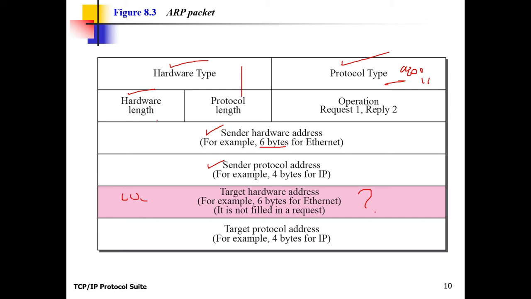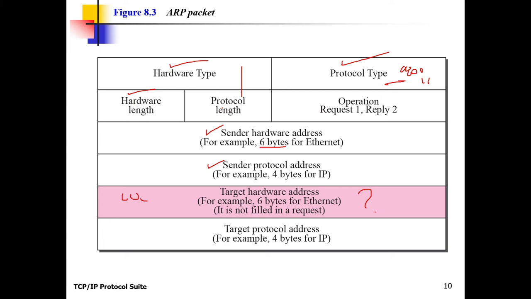Then the hardware length, an 8-bit field defining the length of the physical address. For example, what is the length for a MAC address? 48 bits. If it's a different technology, it might be a different length. Then the protocol length, this 8-bit field defines the length of the logical address. If it's IPv4, the protocol length is 32 bits. If it's IPv6, it is 128.